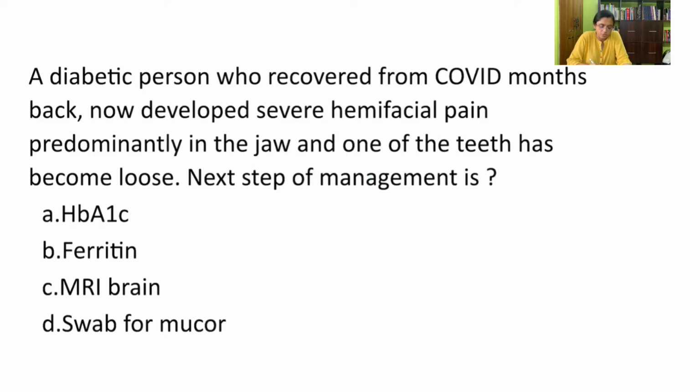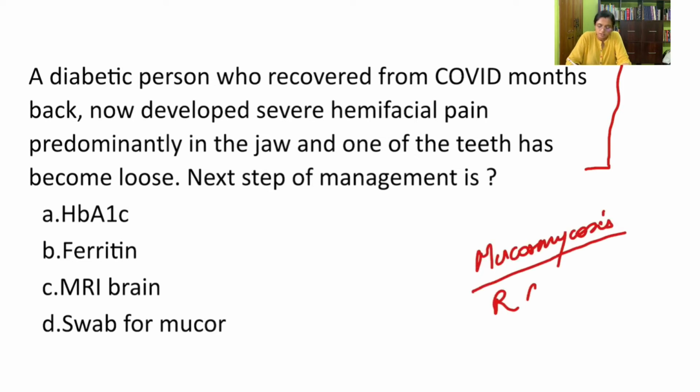A diabetic person who recovered from COVID months back now develops severe hemifacial pain predominantly in the jaw, and one of the teeth has become loose. Next step of management is? As we might have read, COVID patients in India especially were prone to develop a complication called mucormycosis. The type of mucormycosis which was most prevalent in India was rhino-orbitocerebral mucormycosis. So in this patient, we are worried if the patient has developed ROCM or not.